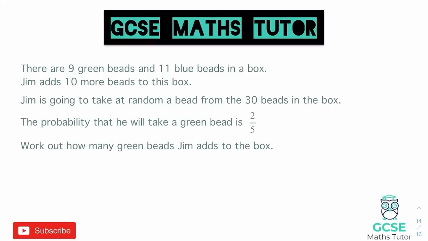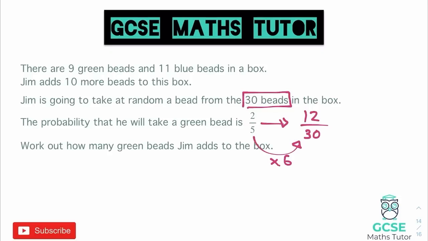Well, if he adds more beads into the box, and now it's out of 30, well, what would this fraction be out of 30? So let's figure that out. Well, if we want 30 on the bottom, we'd have to multiply the 5 by 6. And we'd do the same to the top. So 2 times 6 would equal 12. So out of the 30 beads, there must be 12 green beads.